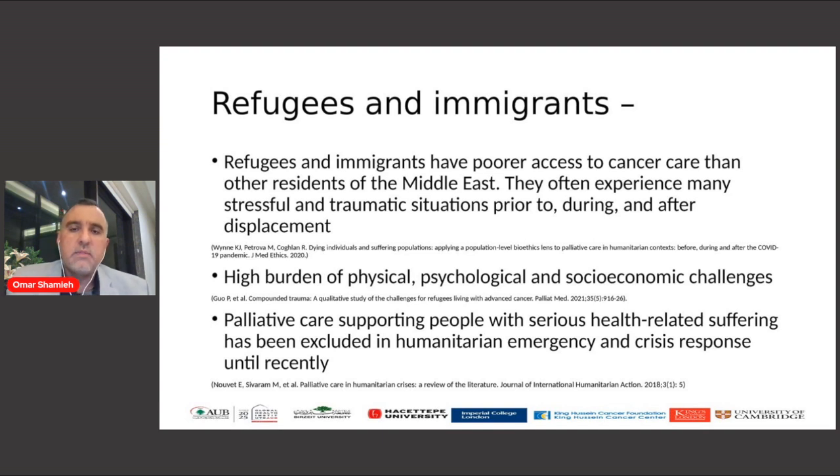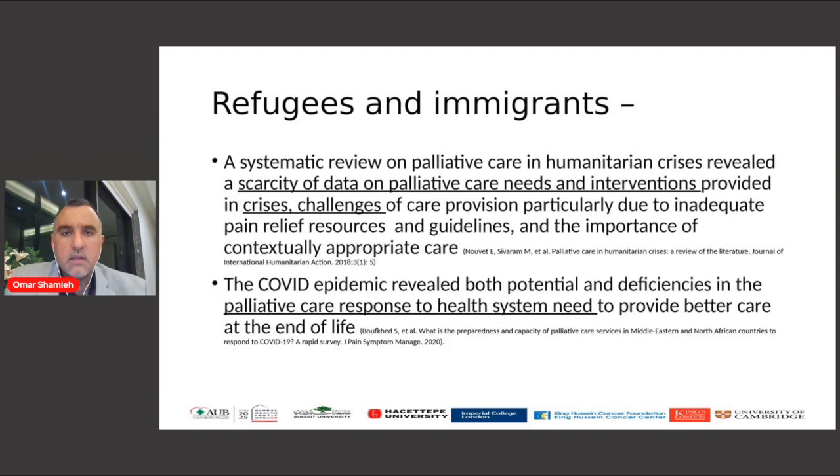And as we mentioned, refugees and immigrants have poor access to cancer care in Jordan and even in the Middle East in general. There is a high burden of physical, psychological, and socioeconomic challenges for them. Until recently, palliative care was absent from any humanitarian emergency response. And again, the data problem exists, whether in Jordan or neighboring countries. In the last survey we have done about palliative care development, there was still a lot to be done.